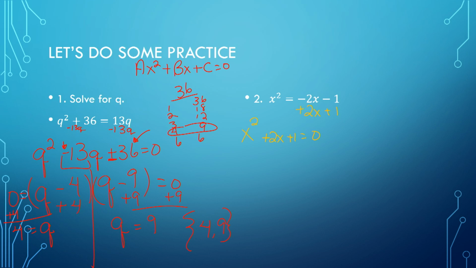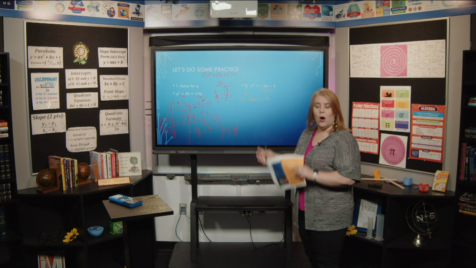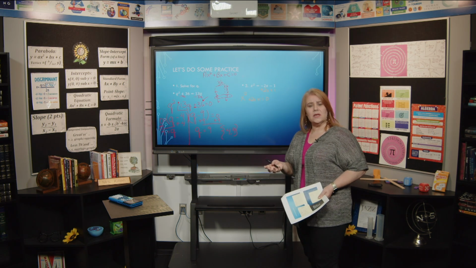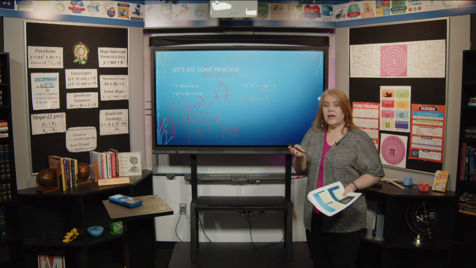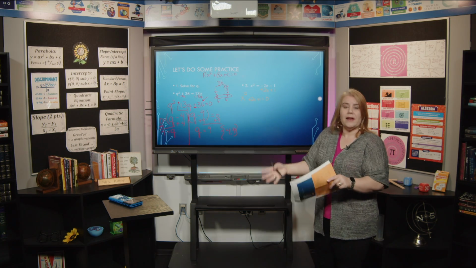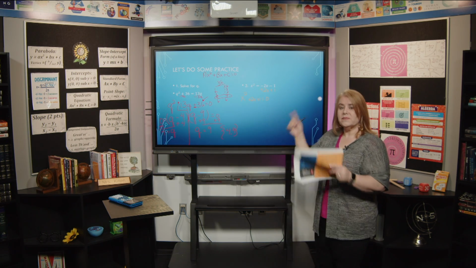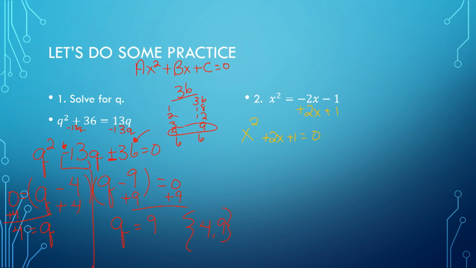Ms. Killen, you can do the whole binomial, add the whole binomial? Absolutely. I'm doing the opposite operation, so I'm just going to do the opposite in that whole binomial. It works. So let's finish this. So now I'm having to get my factors. So then I'm looking for the factors of 1 that will add to give me a 2.